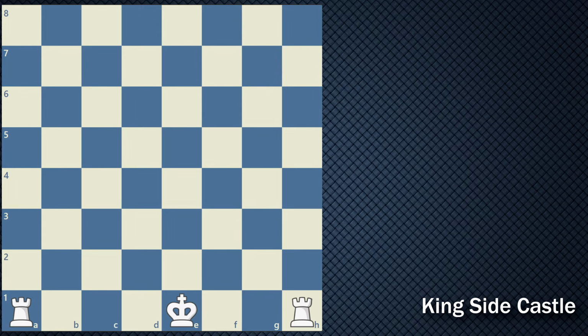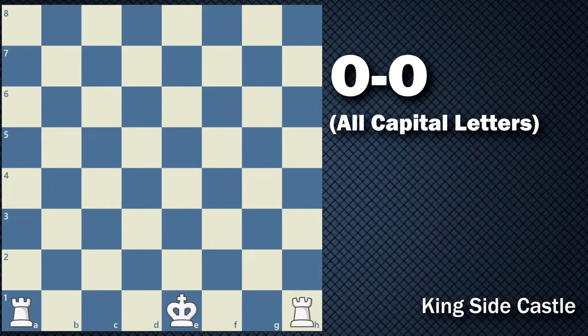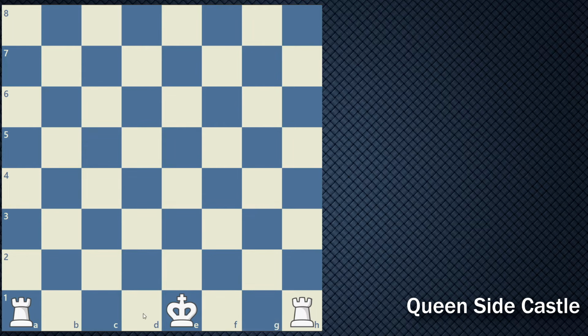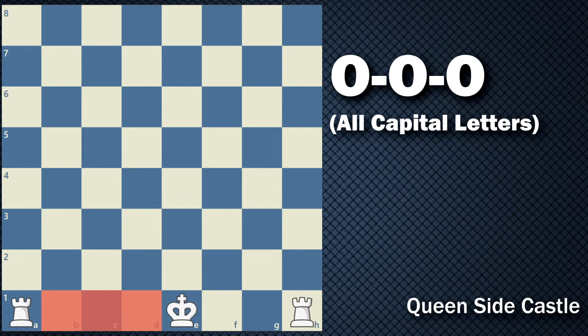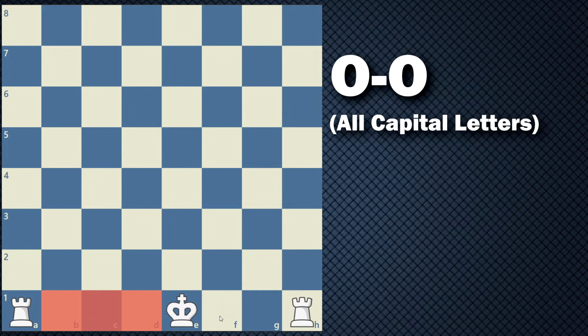In the game, if the king is going to castle, you'll have to notate it with O-O. If it's going to castle on the king side, you're going to go O-O. If it's going to castle on the queen side, you can guess it, it's going to be O-O-O. So you have 3 O's on the queen side, and 2 O's on the king side.